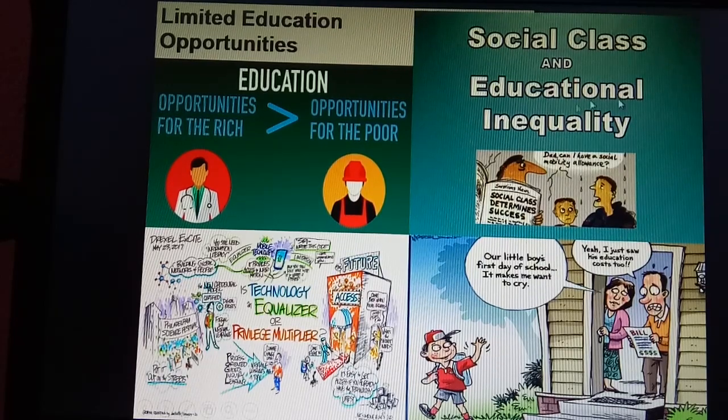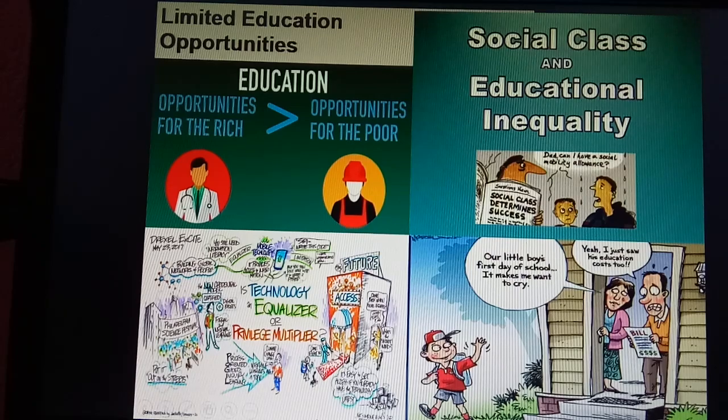Social classes and educational inequity. Social class determines success. Okay, dad, can I have a social mobility allowance? Those who have one have a cellphone, can move around, and have an extra budget or allowance. For those with limited income, it is very hard. Sometimes parents even feel sad for their kids because they cannot give what their children ask for.